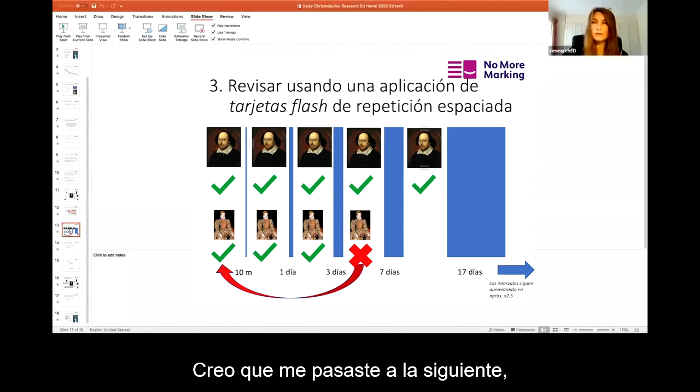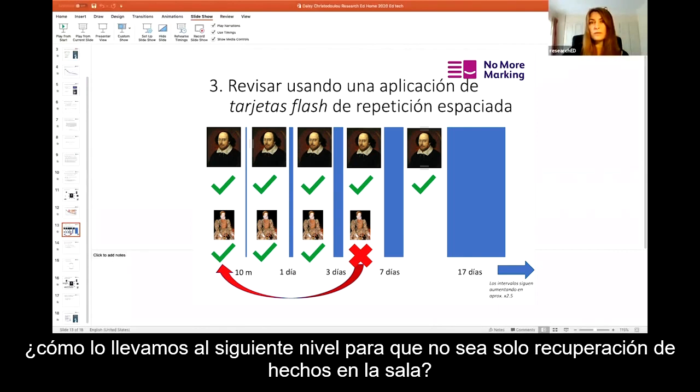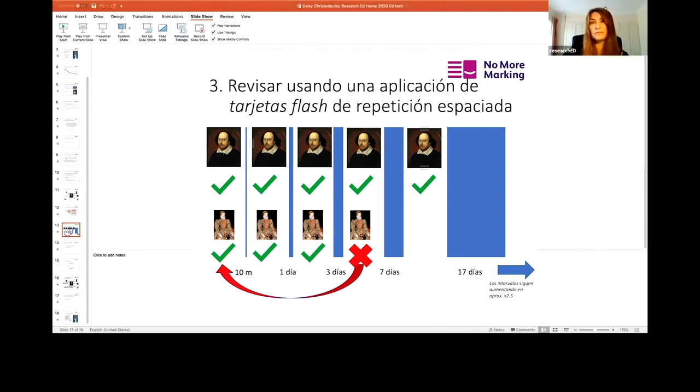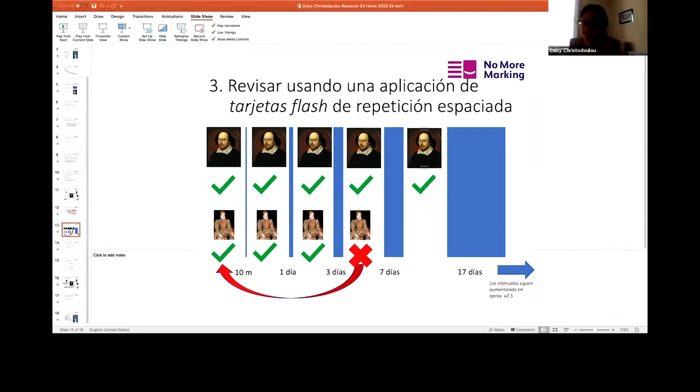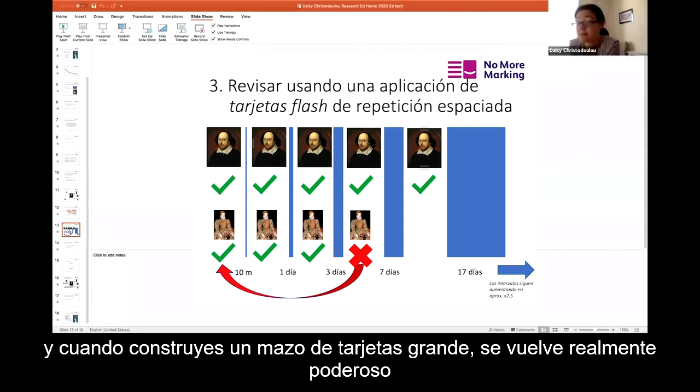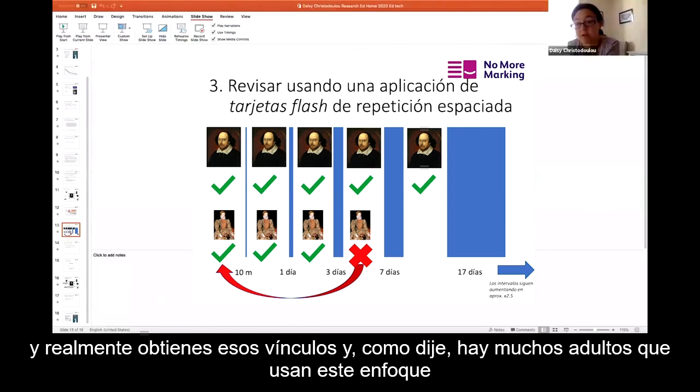I think you've just partially answered the next one. How do we take it to the next level so it's not just fact retrieval in the classroom? Yeah, I think the next level is almost just the more of them that you have. And when you build really big flashcard decks, it does become really powerful, and you really do get those links.